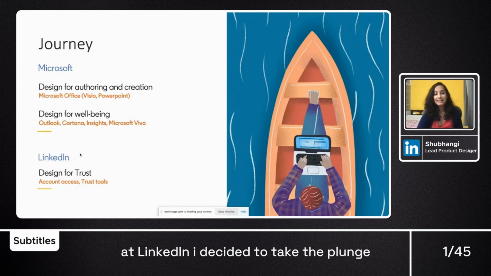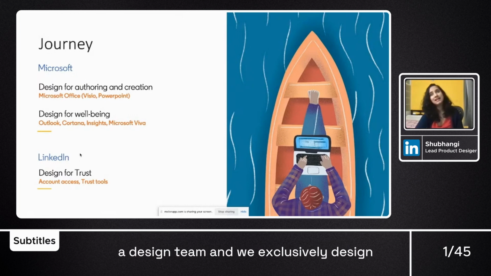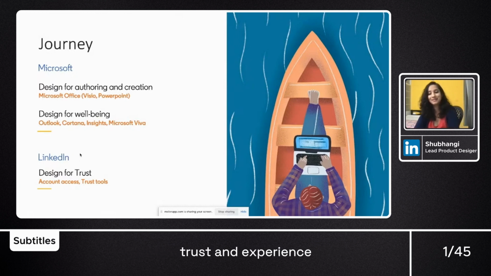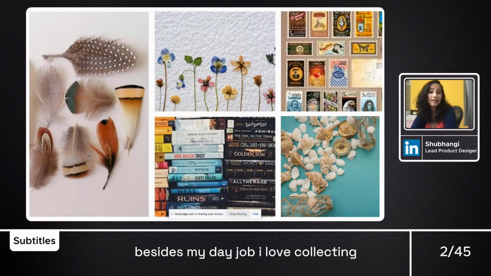At LinkedIn, I decided to take the plunge into an org known as Trust, and I work in a design team, and we exclusively design for Trust. Here I work on account access experiences as well as some trust tools that enable users and members to have a trusted experience.